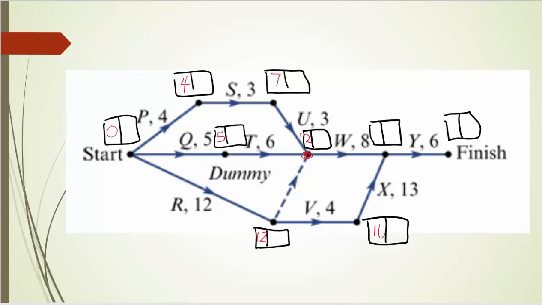After V we've got a 16. After W and X we want the bigger of 12 plus 8 is 20, or 16 plus 13 is 29, and then 35, which is another 6 for Y. That's the forward scanning. Then your backward scanning, start with 35, 29, 29 is 35 minus 6.